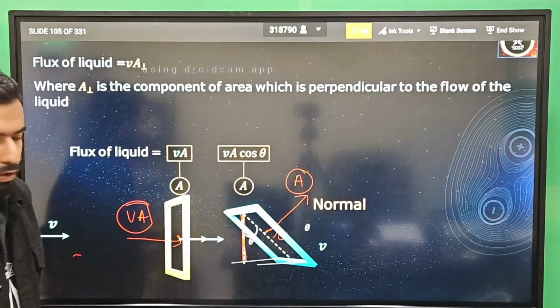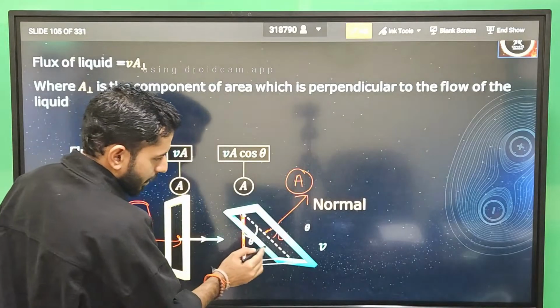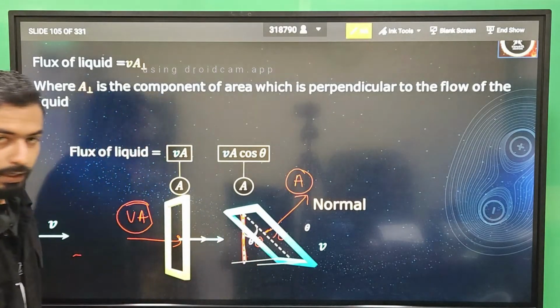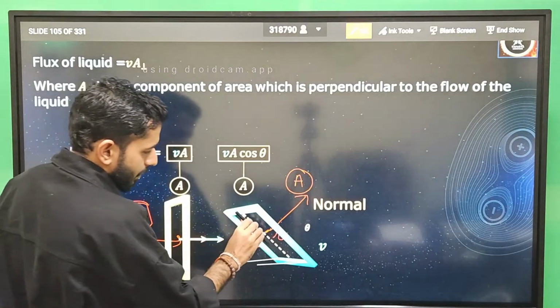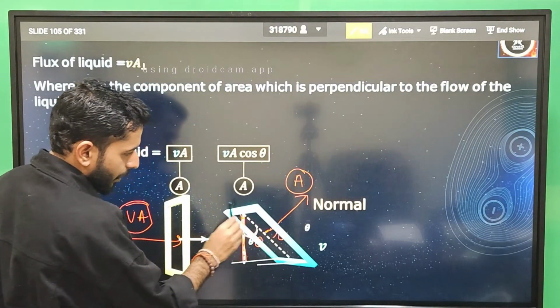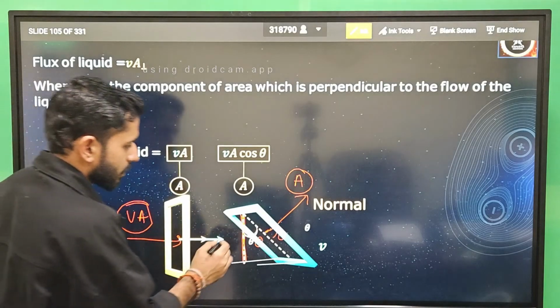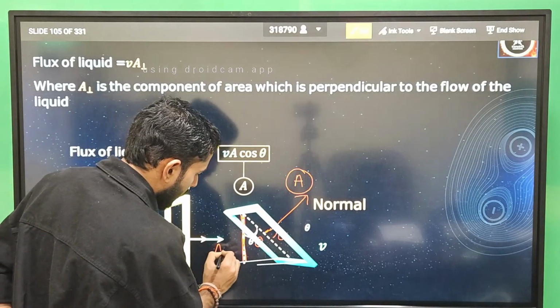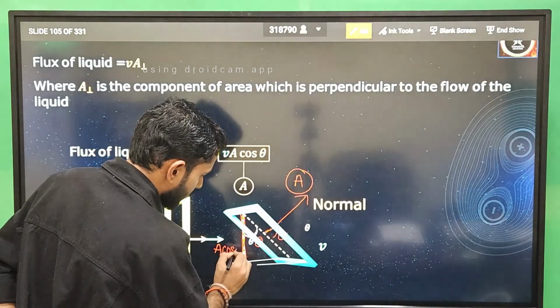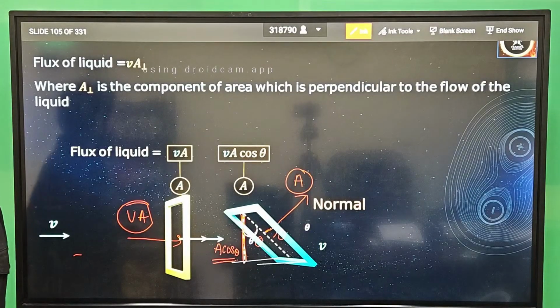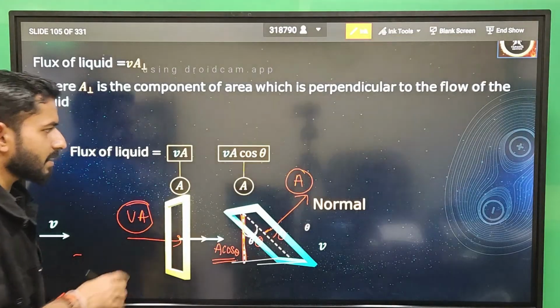Correct. So tell me, if this angle is theta, this angle will also be theta, correct? If this is A, what will be this vertical component? Can you say this net area will be A cos of theta? This area will be what? A cos of theta.